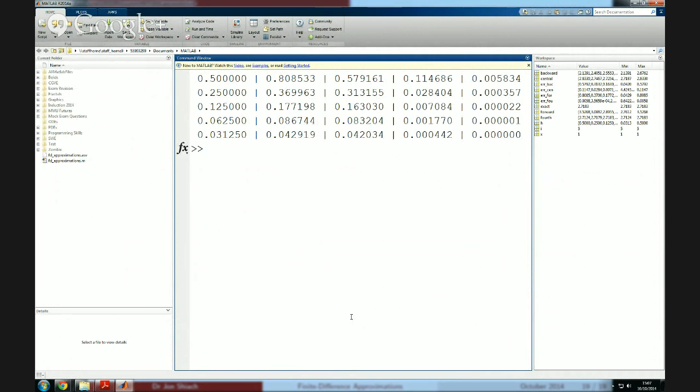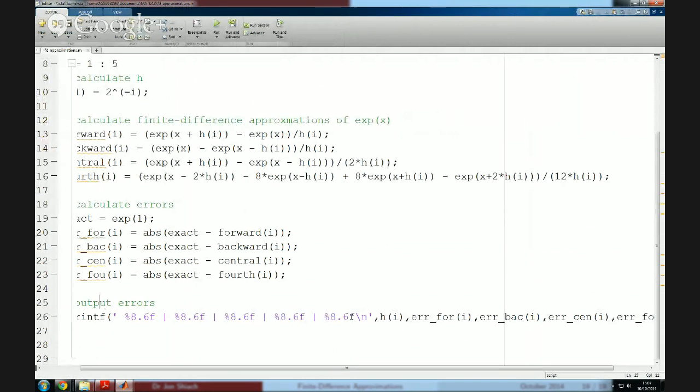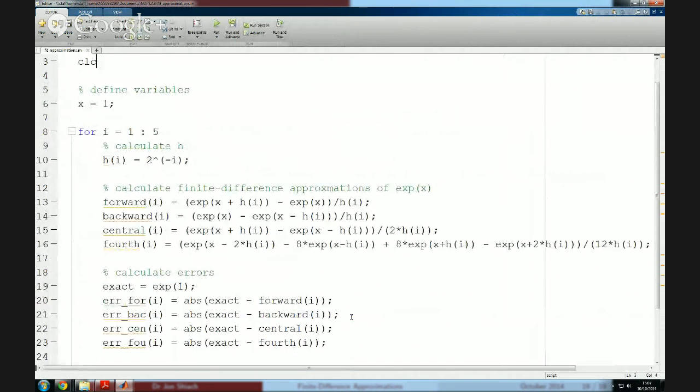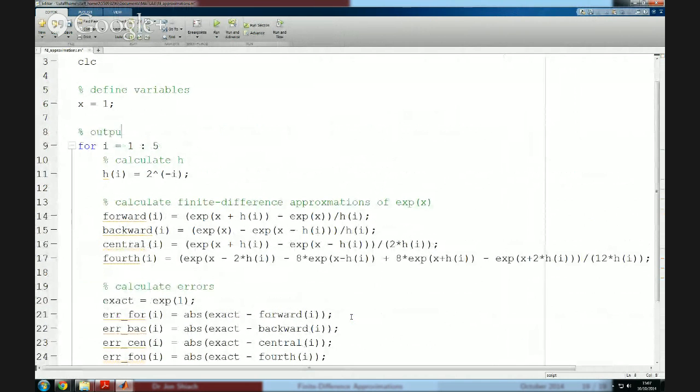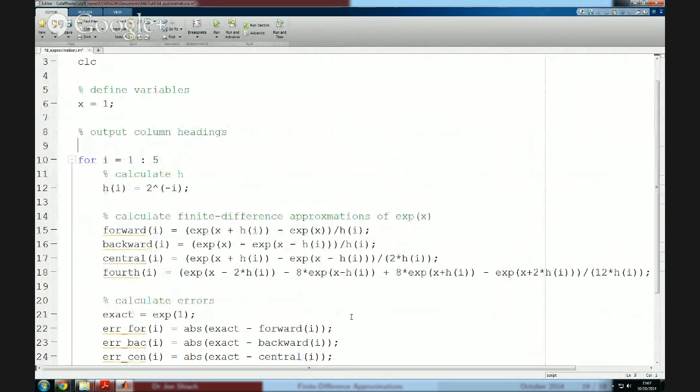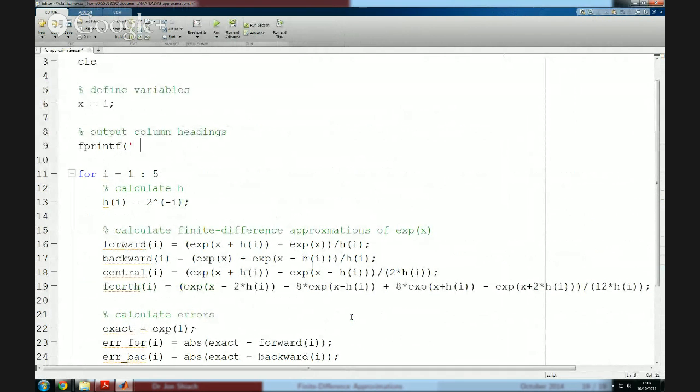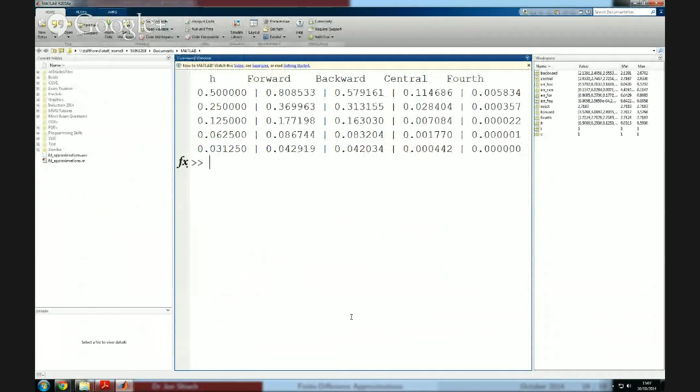Okay, I want to tidy that up a bit because I don't know what the columns mean. So before I go into that for loop, I'm just going to output some column headings. And this is a bit of a trial and error sort of thing. You got H, you got forward, backward, central, and fourth. And what you can do is you can sort of put in spaces where you need it, just to make it look better, but that gives it enough.